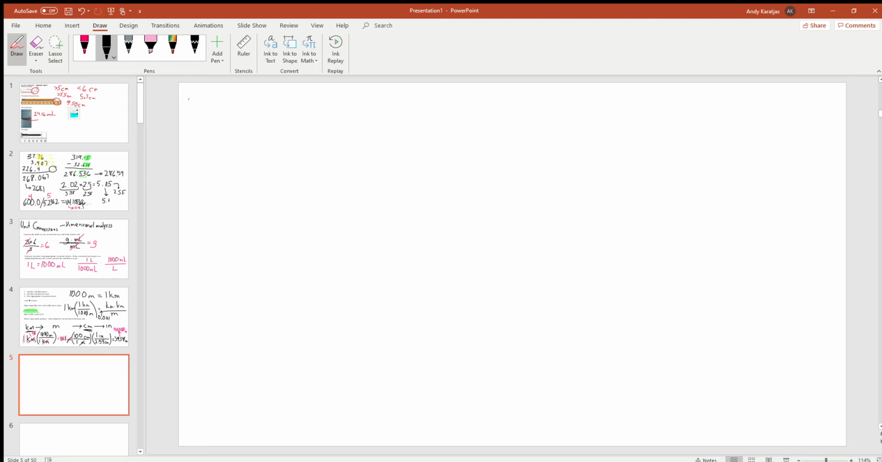And here we're going to try and convert 3 times 10 to the 8 meters per second into miles per hour. So this number, if you may or may not recognize, is the speed of light, 3 times 10 to the 8 meters per second.